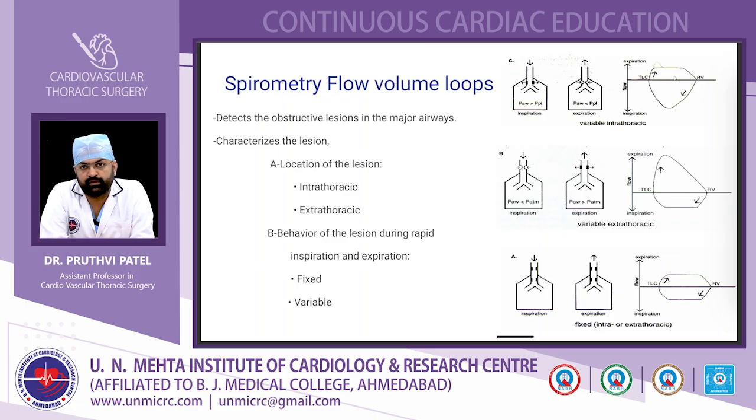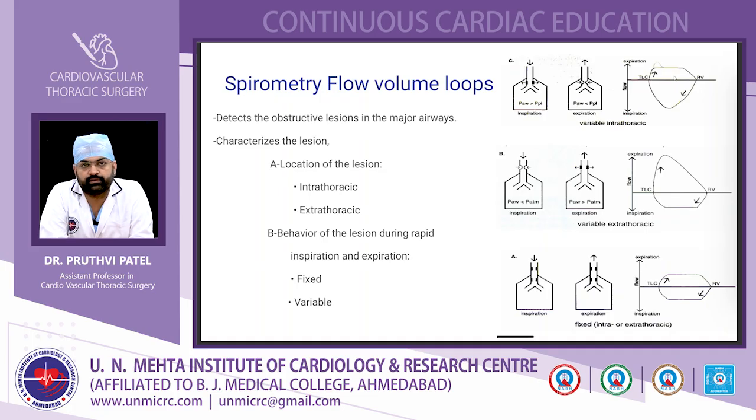Then the second diagram, the middle one, is showing extrathoracic variable obstruction. In that, the obstruction worsens during inspiration because it is outside the thorax, so the negative pressure of the thorax won't affect the extrathoracic obstruction. Here inspiration is obstructed, so the lower part of the flow volume loop is flattened. And the last, bottom diagram is showing fixed intra- or extrathoracic obstruction. In that, both the expiratory and inspiratory loops are flattened, so the obstruction is fixed.